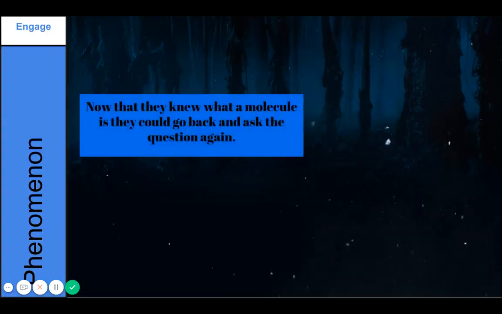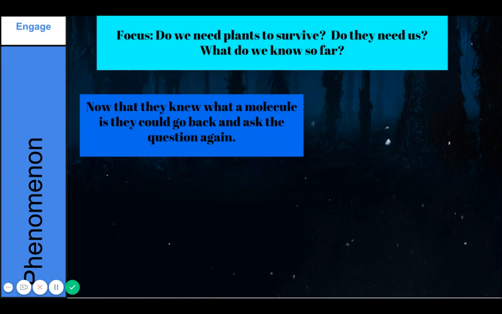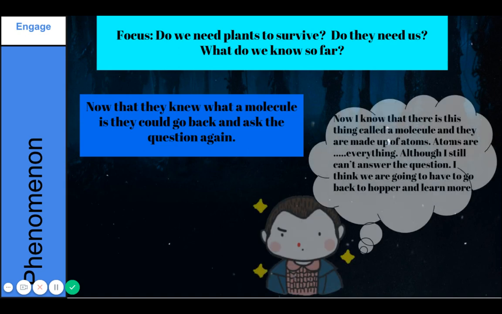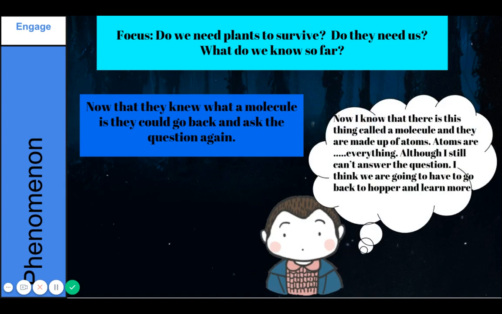Now that they knew what a molecule is, they can go back and ask the question again. Focus. Do we need plants to survive? Do they need us? What do we know so far? Now I know that there's a thing called a molecule, and they are made up of atoms. Atoms are everything. Although I still can't answer the question, I think we're going to have to go back to Hopper and learn more.